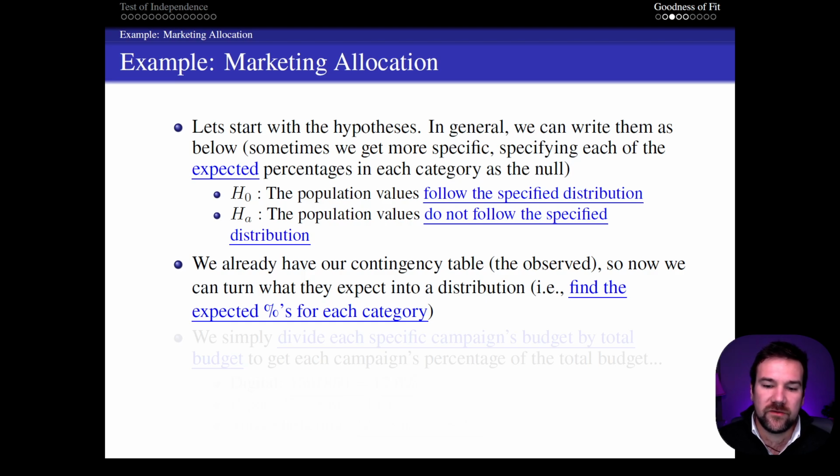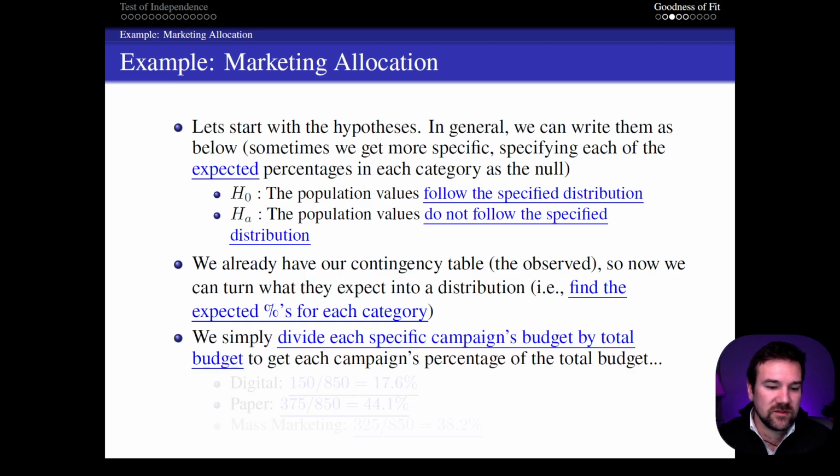All right, so we already have the contingency table, the observed values. What we have to do right now is turn what they expect into the distribution. So remember, what they expect is that it's going to match the amount of money that was spent. So we have money spent in each department. The total budget is $850,000. And what we're going to do is find what percent of the budget was put in each of the marketing categories. To do this, we divide each campaign's budget by the total budget to get the percentage.